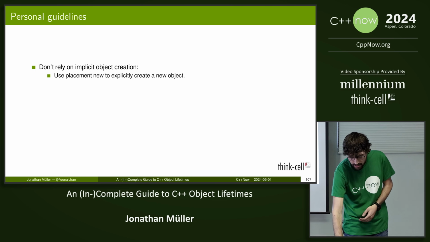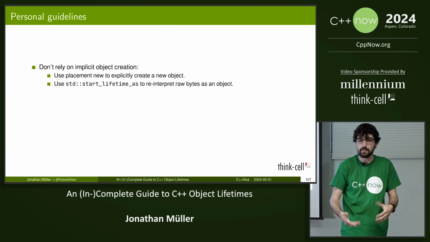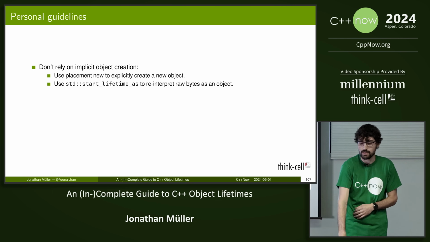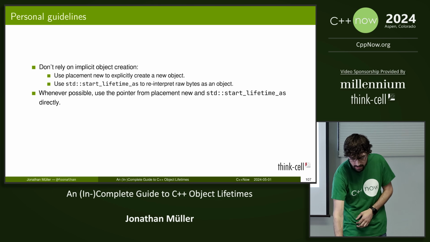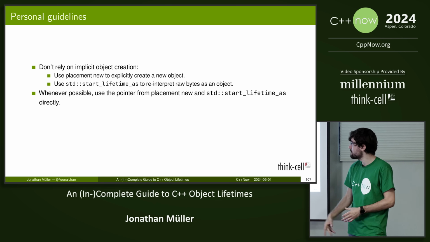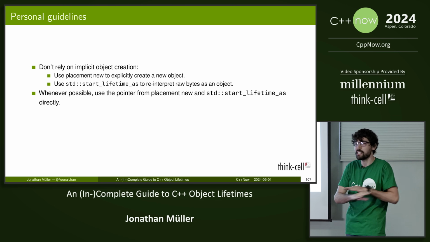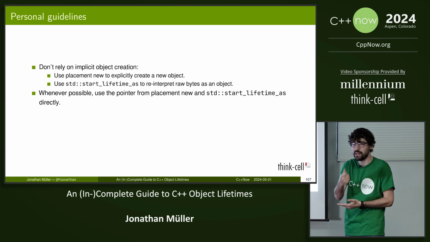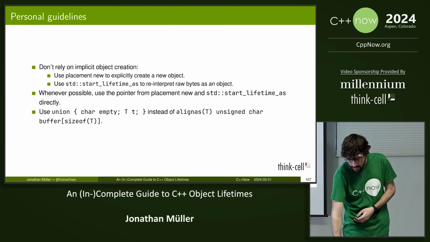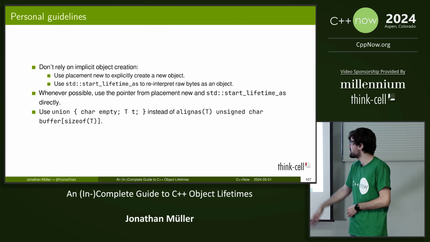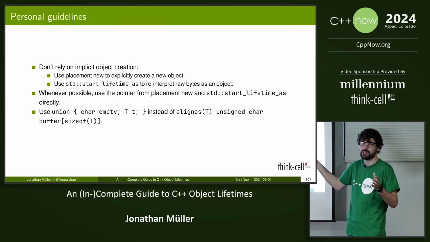Use placement new to explicitly create a new object, and start_lifetime_as when you've got some bytes you want to start using as an object without changing the values. Whenever possible, use the pointer from placement new and start_lifetime_as directly, right? Then you don't have to worry about any launder, because you're already using the valid pointer with the valid provenance.